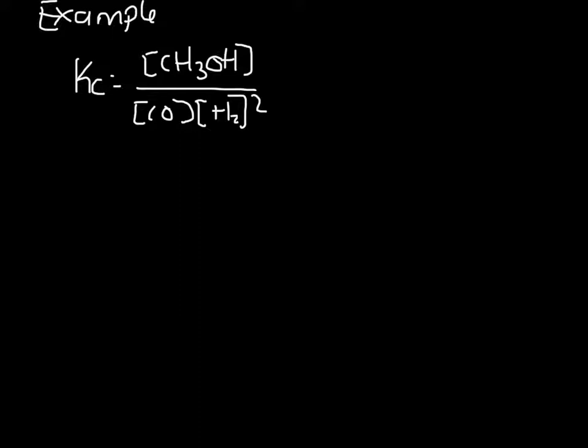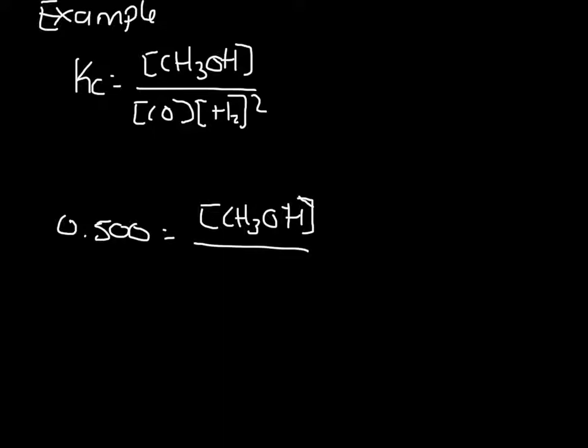If we know the Kc value is 0.500, we are looking for the concentration of CH3OH. And we know CO has 0.200 concentration, H2 has 0.155 squared. We are solving for CH3OH.